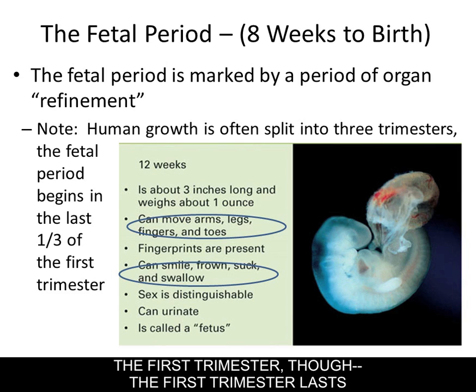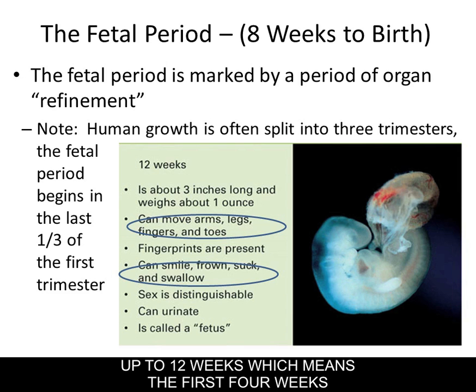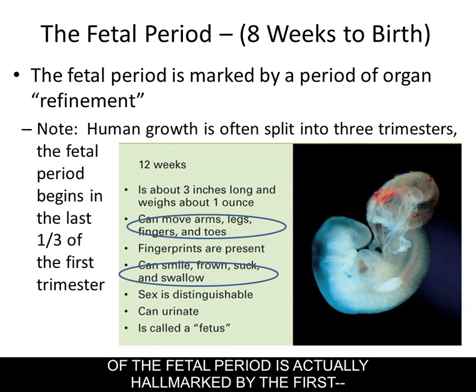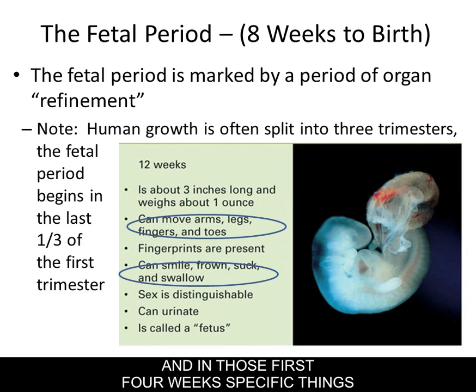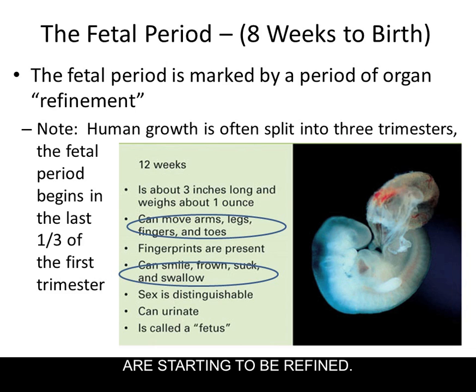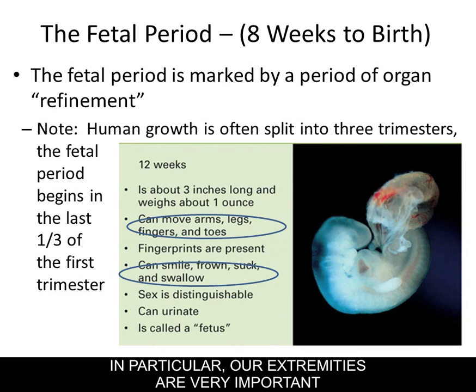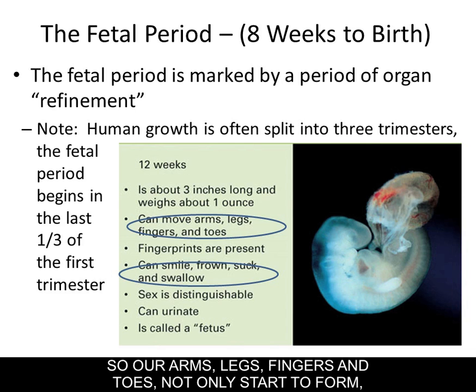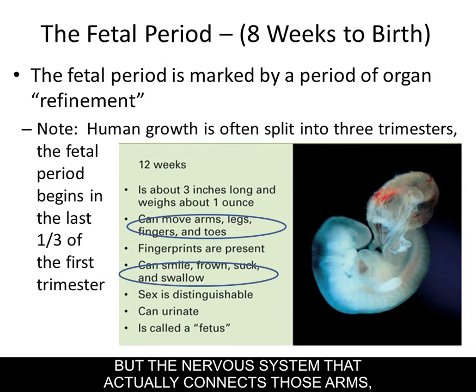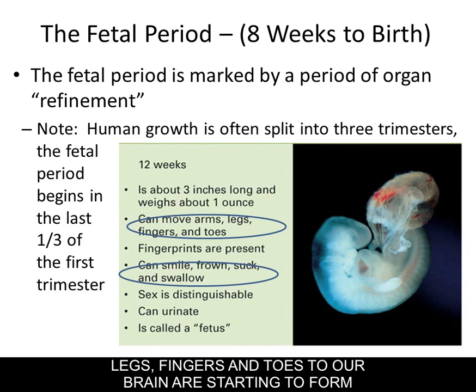The first trimester, though, lasts up to 12 weeks, which means the first 4 weeks of the fetal period is actually contained within the first trimester. And in those first 4 weeks, specific things are starting to be refined. In particular, our extremities are very important and very refined in this particular period. So our arms, legs, fingers, and toes not only start to form, but the nervous system that actually connects those arms, legs, fingers, and toes to our brain are starting to form.